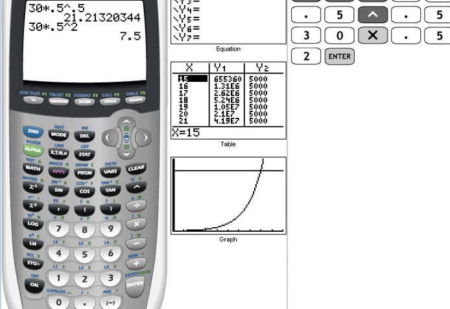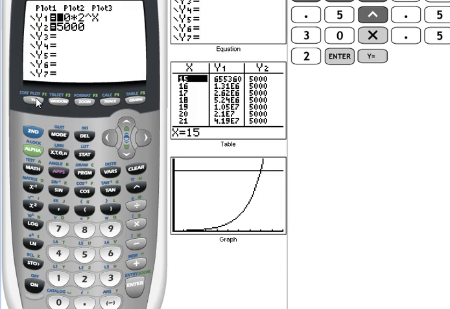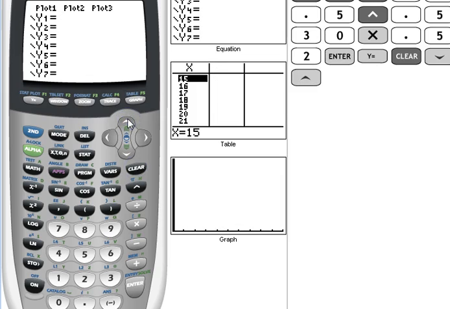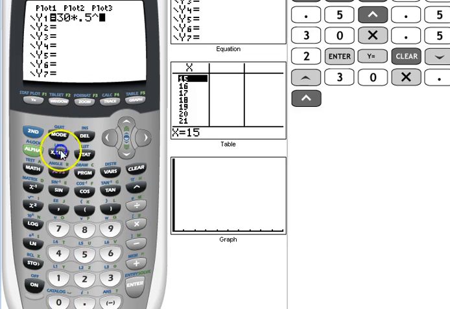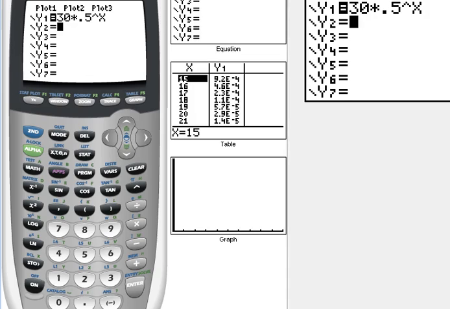So you're going to grab your calculator again, clear anything that's in there, and type in your equations. The first one is your basic equation for your system. It's 30 times 0.5 to the x. We don't know what x is because we don't know how many half-lives have occurred. We just want it to graph the whole curve. Then we want to know when y equals 20. So we're going to plug in y equals 20.